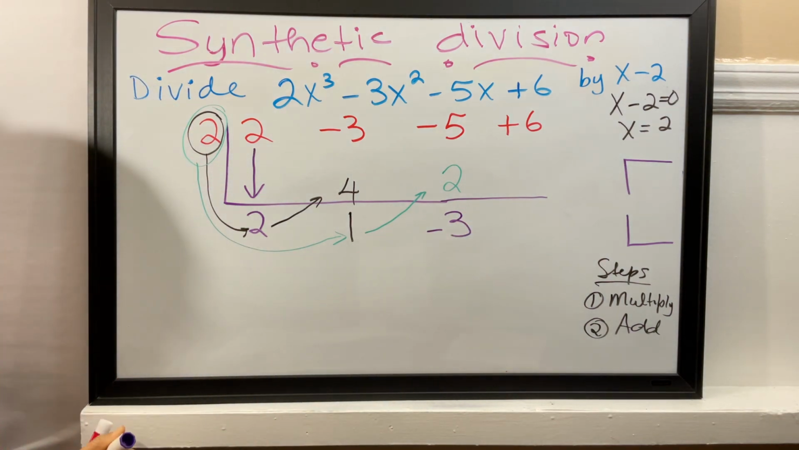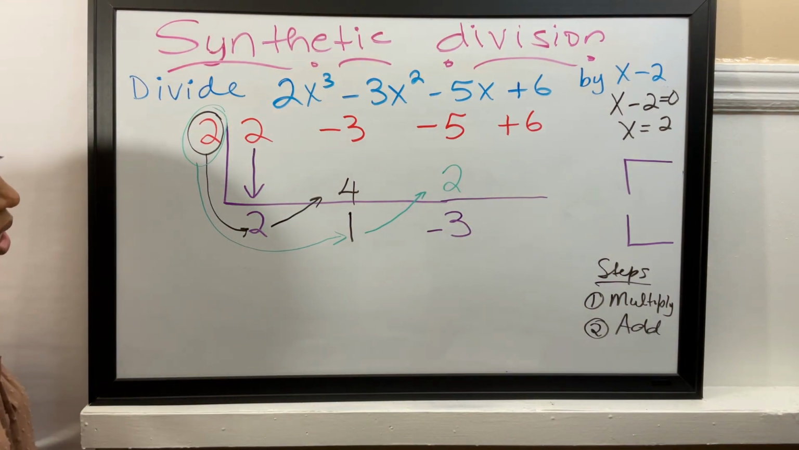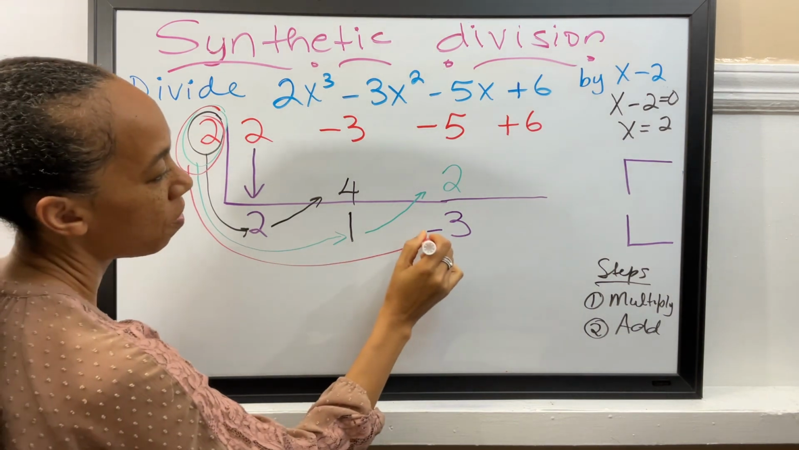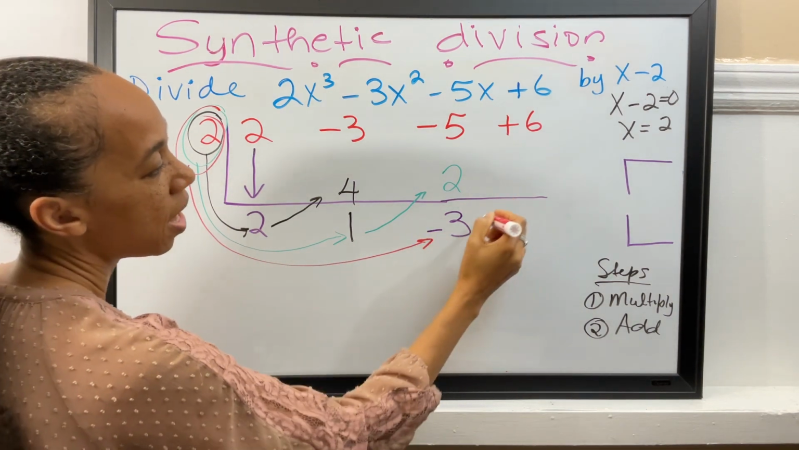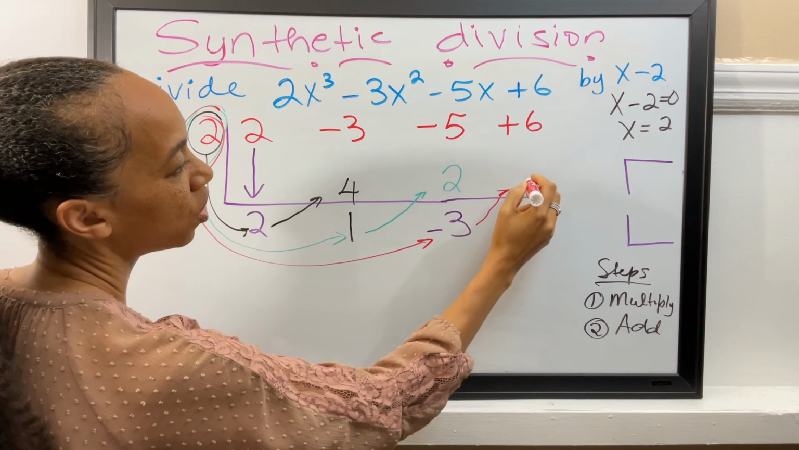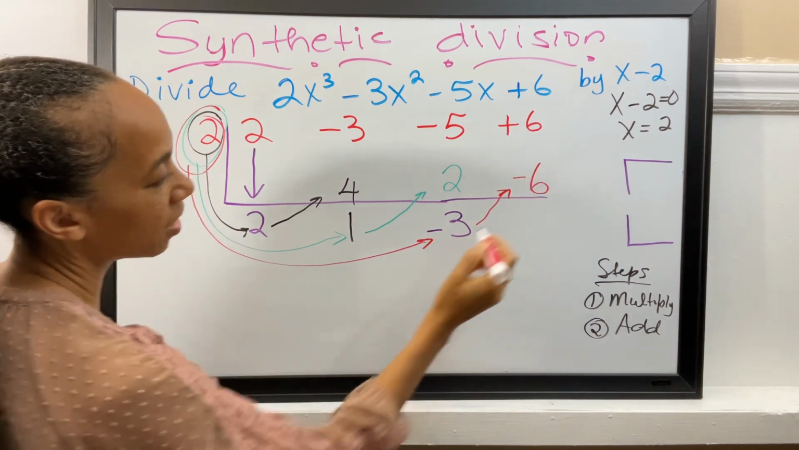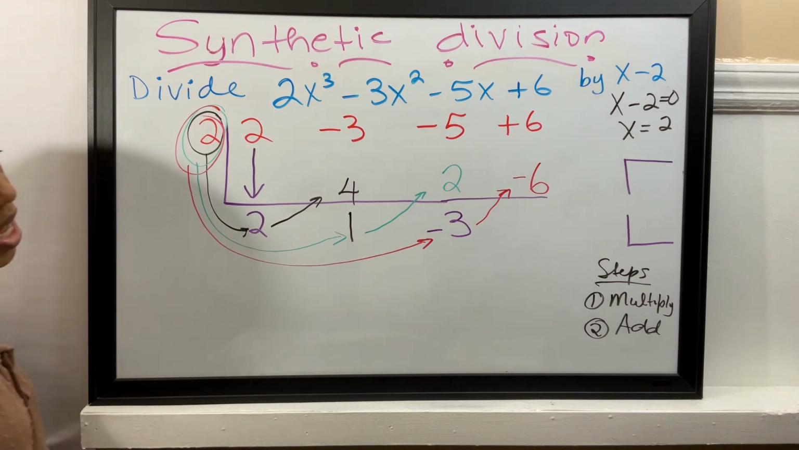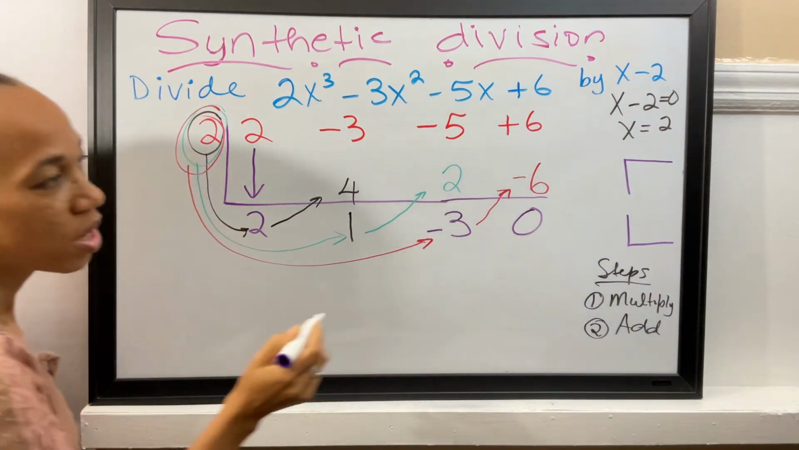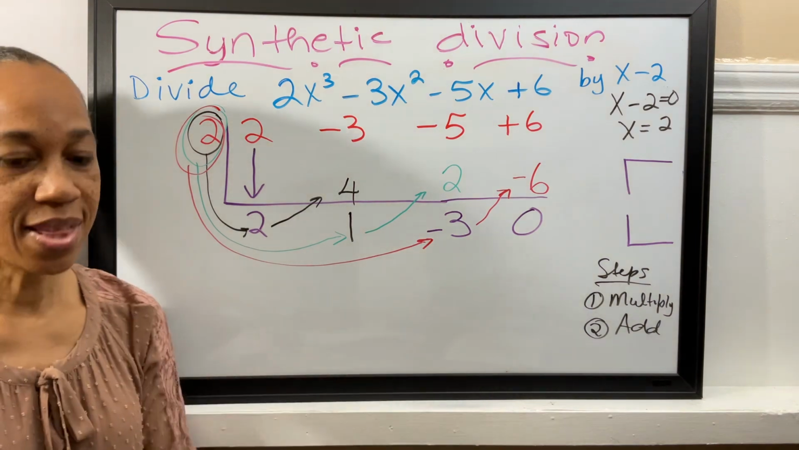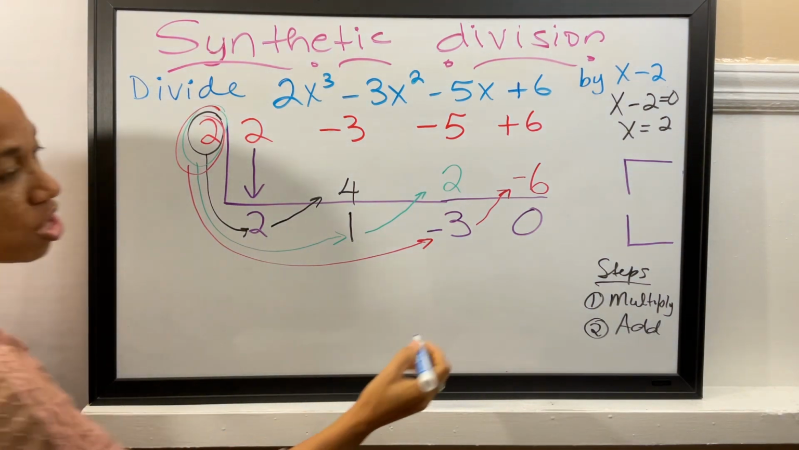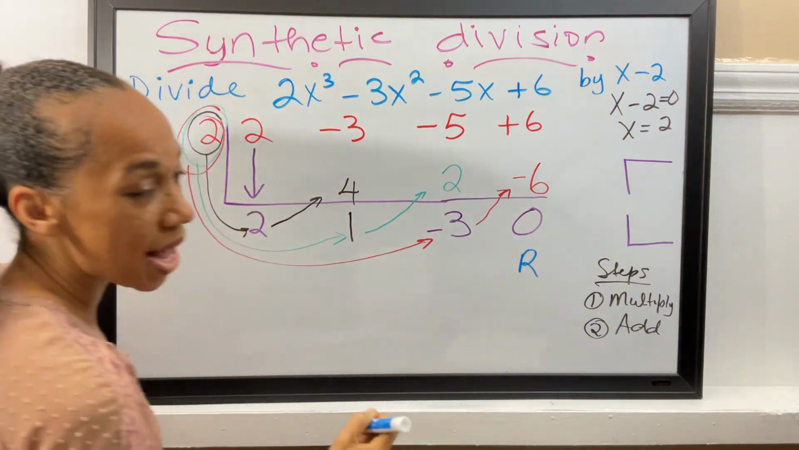Then the next step also, you're going to take that 2 again, multiply it with the -3 and place it right here. You're going to get -6. When you add that, you will notice that your answer now is going to be a 0. So once you have a 0, that is your remainder, meaning that there is no remainder. Your remainder is 0. You put an R underneath there, so you know that's your remainder.